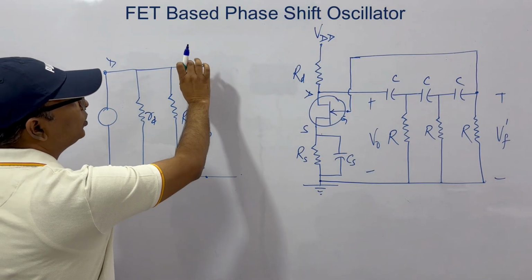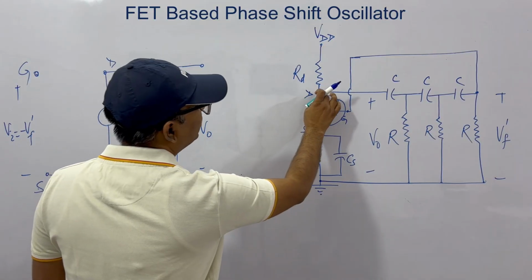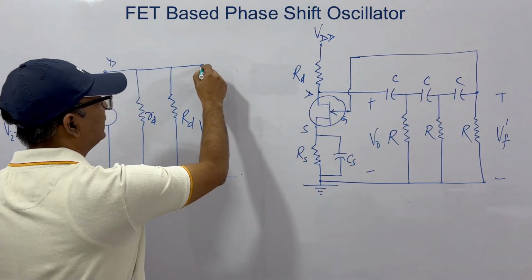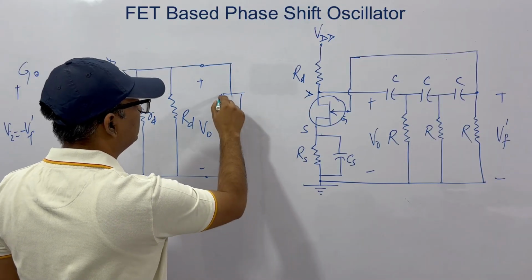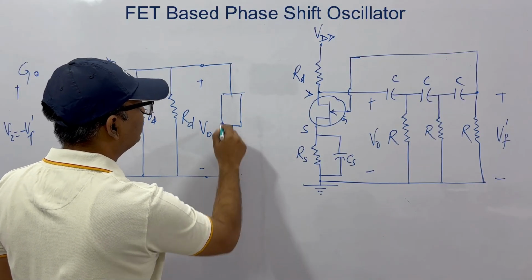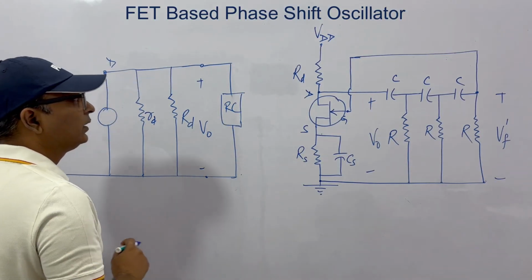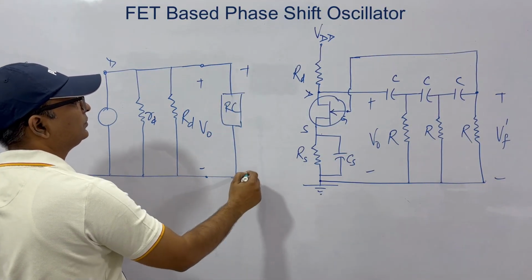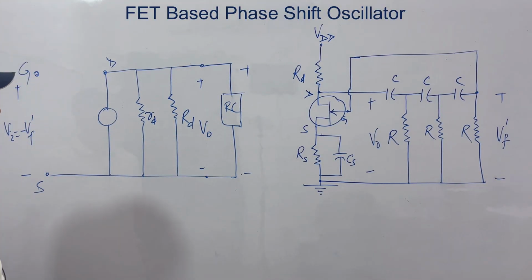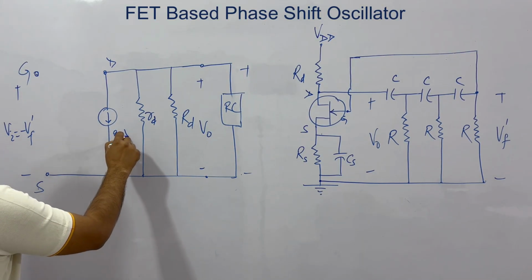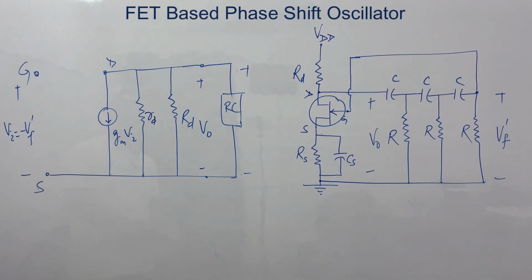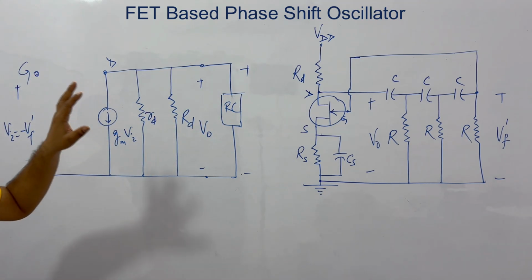And to this what you have? You have the output, that is your RC network. So I am putting it like this. Let's say this is your RC network, and this is the output of the RC network. This is gm into VI, so gm VI. This is the simplified model of this circuit.